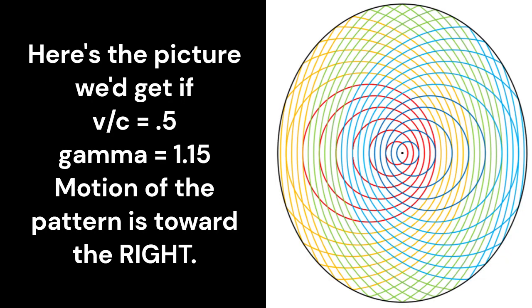Here's the picture we'd get if v over c was equal to 0.5. In other words, a particle moving half the speed of light, or the car moving half the speed of the bugs flying through space. This produces a gamma of 1.15, which is noticeable, but not a super strong relativistic effect. The motion of the pattern is towards the right in this picture. So this requires some more discussion and pointing out certain things that are visible in this diagram.